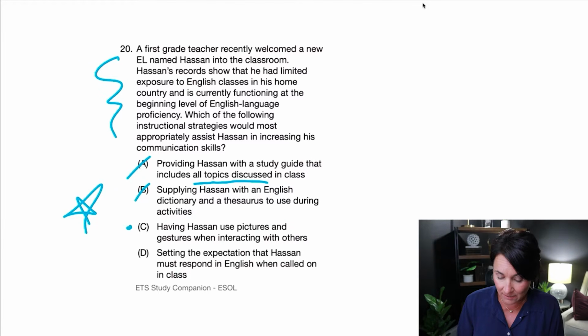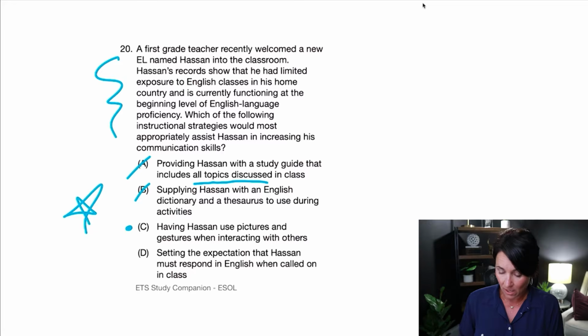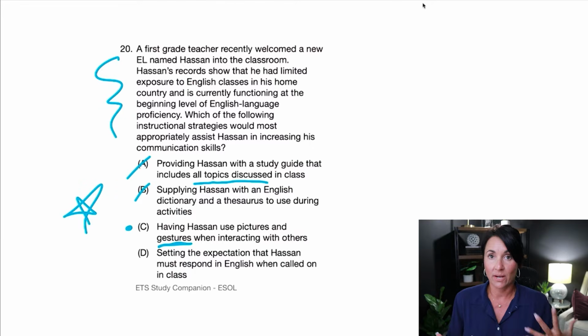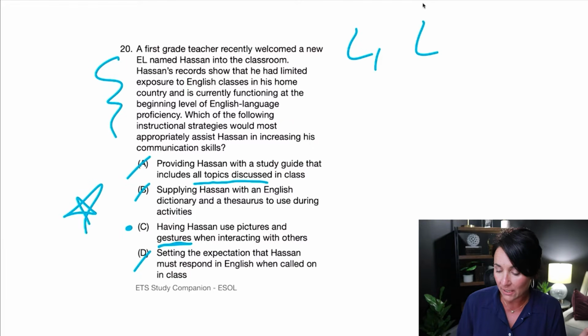C, having Hassan use pictures and gestures when interacting with others. Okay, I like C because when we teach ESOL or when we teach English language learners, we definitely use pictures, and it says here, use pictures and gestures when interacting with others. So gesturing, body language, nonverbal cues. I like that. D, setting the expectation that Hassan must respond in English when called upon in class. Oh no. Always eliminate English-only answers. Studies show that a bilingual educational approach is the most effective, and that's where we nurture the L1 while learning the L2.